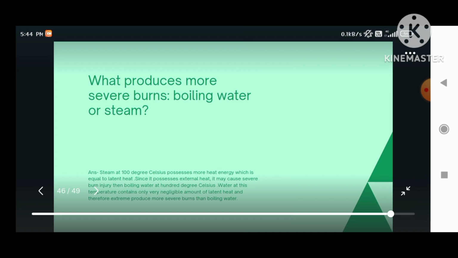What produces more severe burns, boiling water or steam? Steam at 100 degrees Celsius possesses more heat energy, which is equal to latent heat. Since it possesses extra heat, it may cause more severe burn injury than boiling water at 100 degrees Celsius. Water at this temperature contains only a very negligible amount of latent heat, and therefore steam produces more severe burns than boiling water.